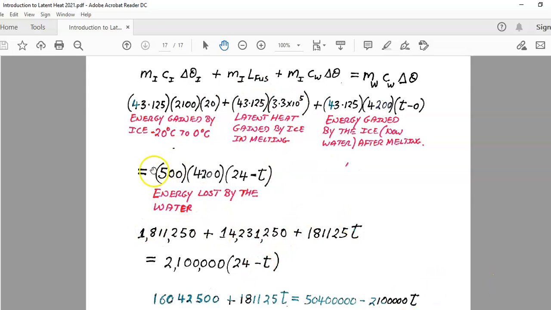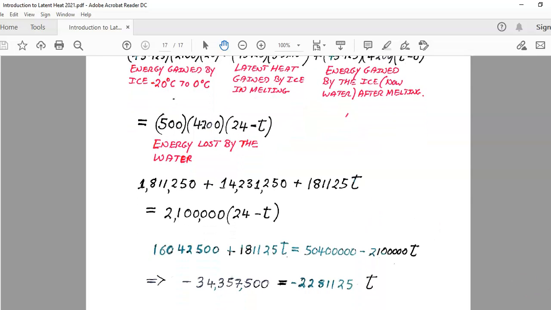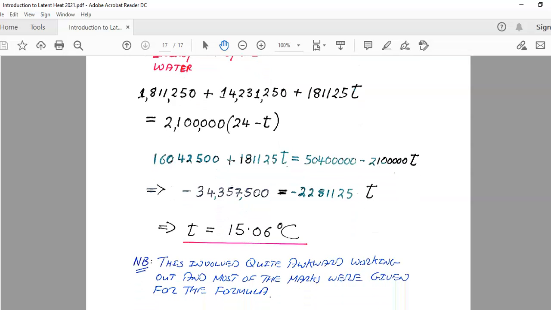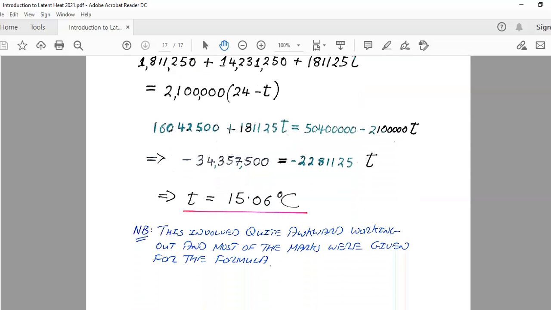And by the way, once you've got this far, the physics is over and you've got most of the marks. It took a lot of working out because the numbers were kind of awkward and you had a lot of calculator work, but I finally got an answer of T equals 15.06 degrees Celsius, which sounds reasonable enough. It's above 0, it's below 24. I just note to myself, this involved quite awkward working out, and most of the marks were given for the formula in this year's question anyway.